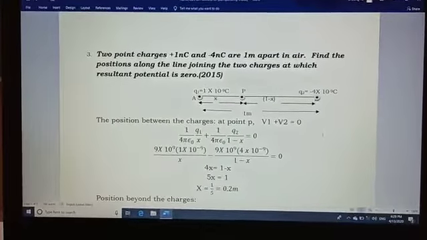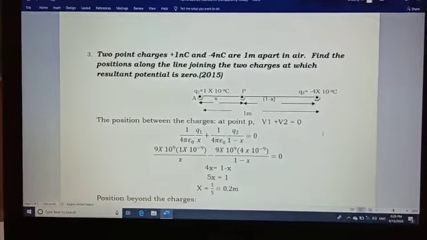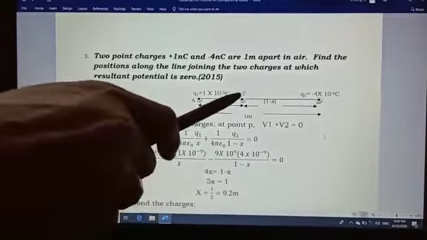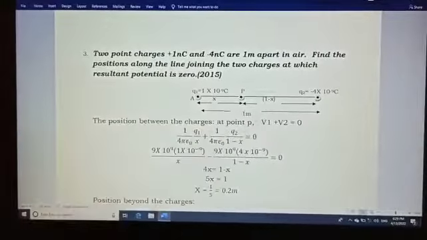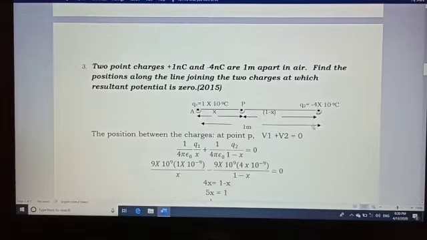So let us go for the third problem. It is the same as that one, but the one point P is taken in between, and in another case we have to take it away from this, like this. Okay, I will explain this problem. I will just read out this problem.